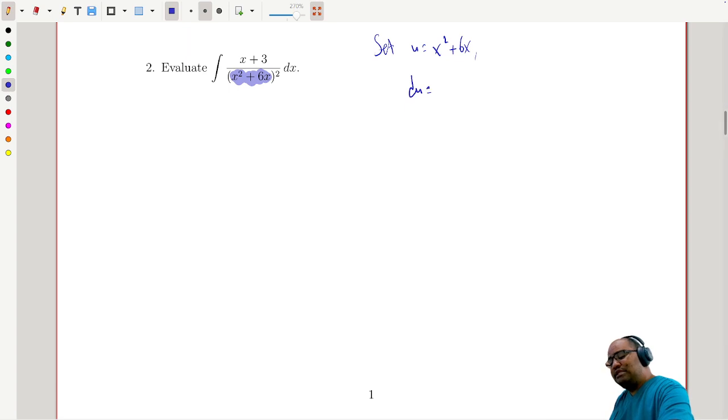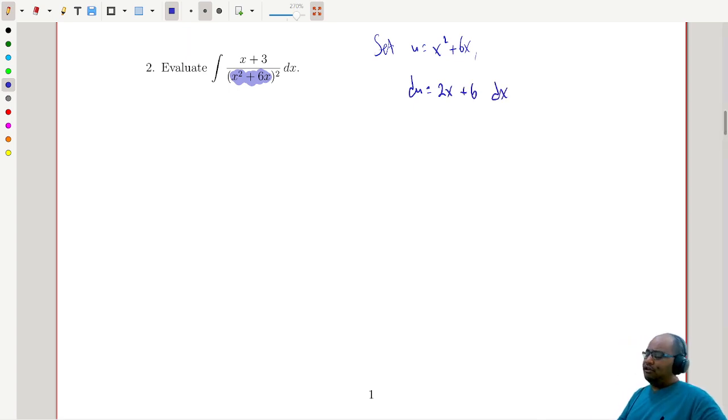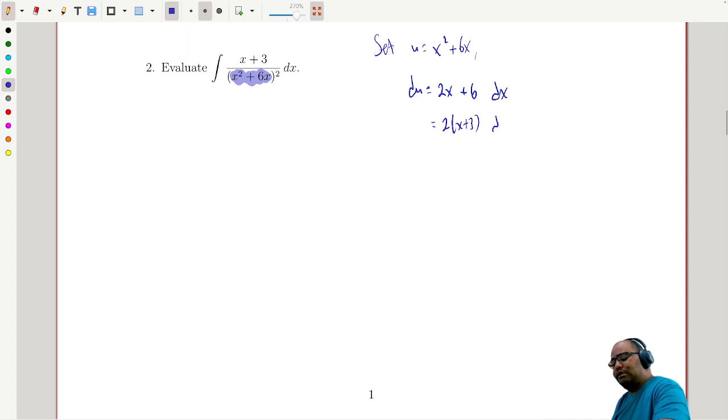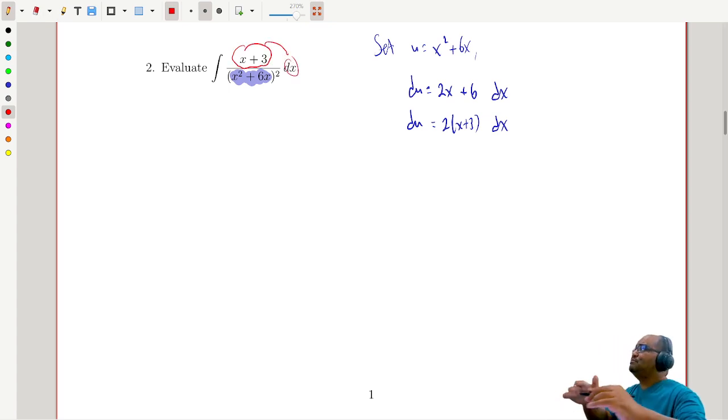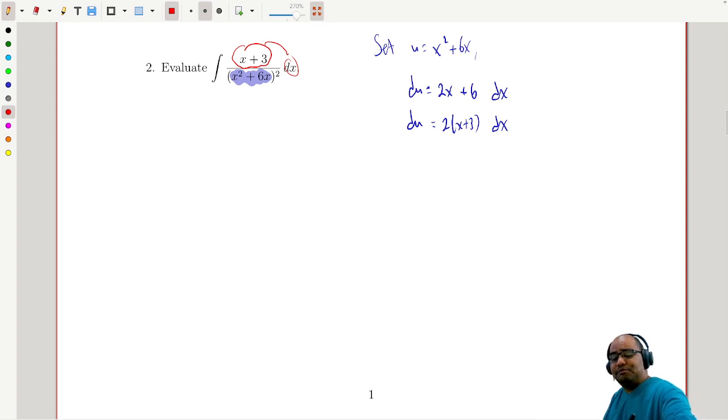And so du is equal to, well, take the derivative here. Derivative of x squared is 2x. Derivative of 6x is 6 dx. And notice here that I can factor a 2 out of here. 2 times x plus 3 dx. And why does that help me? Because notice here, I'm going to get what are probably going to be called these du earmuffs. x plus 3 dx. I can solve for x plus 3 times dx in the substitution.